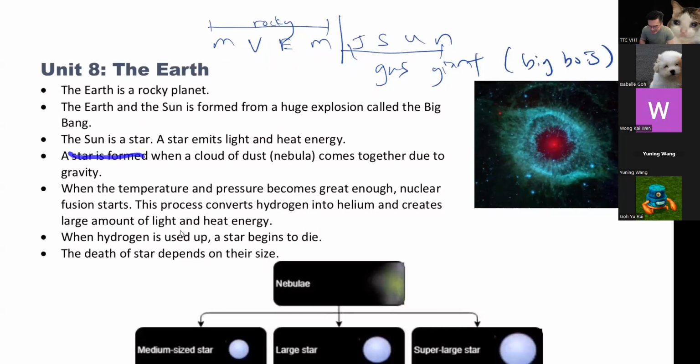Okay, so the sun is a star. A star emits light and heat energy. As long as you emit light and heat, you are considered a star. Guys, I have a question. Is the sun a solid, a liquid, or a gas?